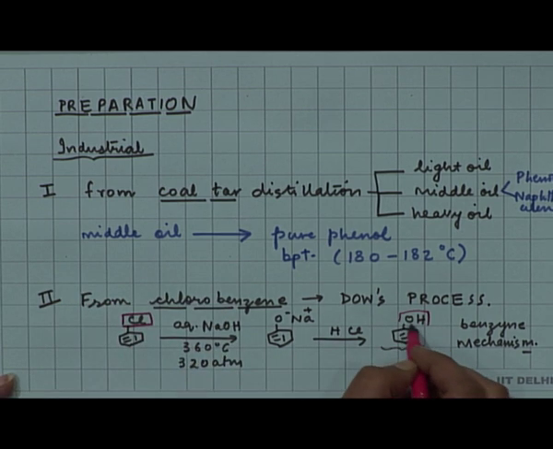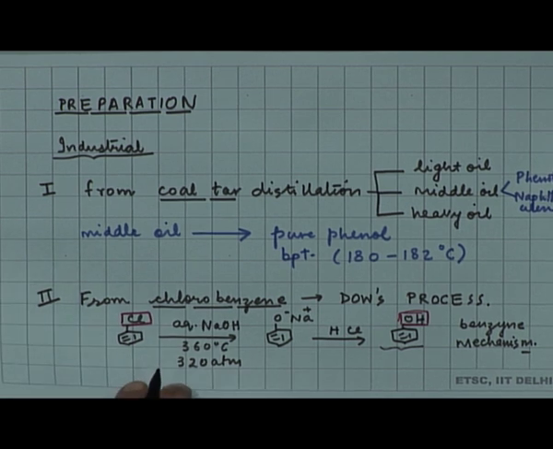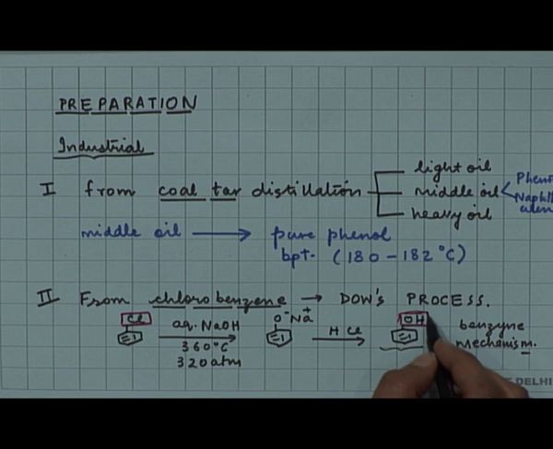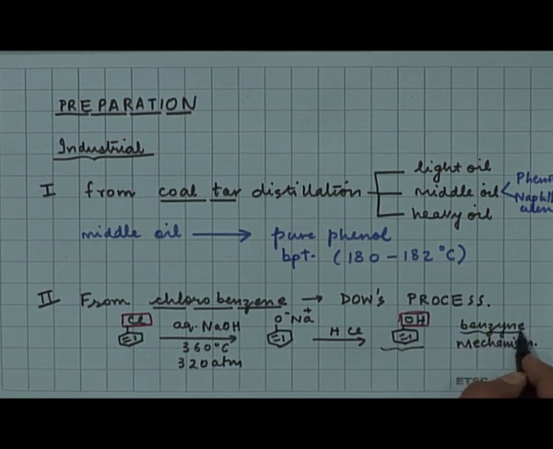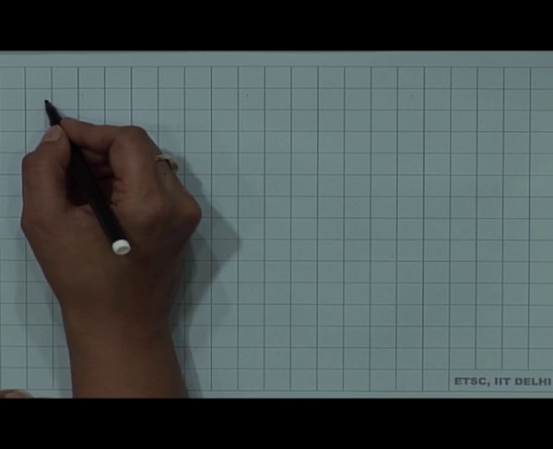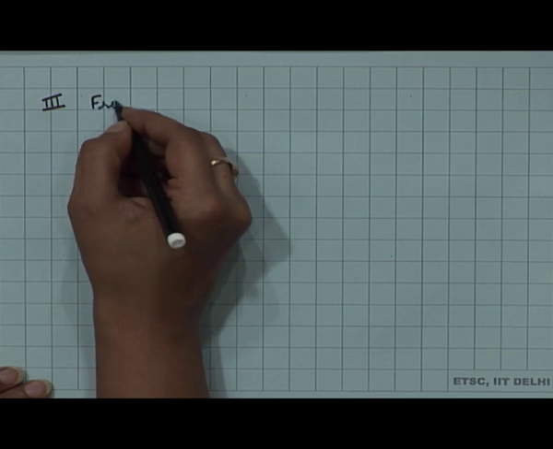kind of a nucleophilic substitution reaction, and we know that aryl chlorides or aryl halides for that matter are not very easily susceptible to nucleophilic substitution. Therefore, since we find this to happen, the mechanism has been proposed to go via a benzyne intermediate. Another method for the industrial preparation of phenol is starting from cumene.